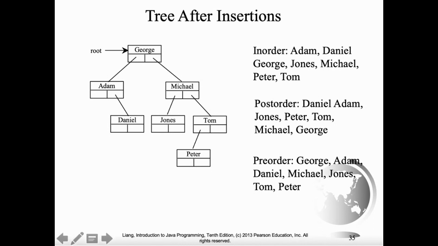If I want to do it level by level or BFS, it's going to be George, Adam, Michael, Daniel, Jones, Tom, and Peter. So these are going to be the order for the BFS, right? So level by level from left to the right.